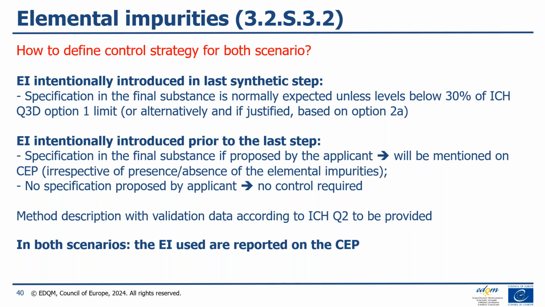And we endorse this. If no specification is proposed by the applicant, then of course no control will be required. But still, of course, absence will have to be demonstrated. We want to see method description with validation data according to ICH Q2 and nowadays also Q13. And anyhow, in both scenarios, there is information on the CEP, which is, of course, transparent.